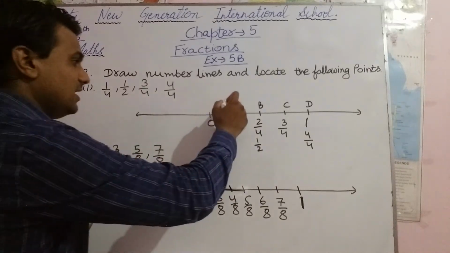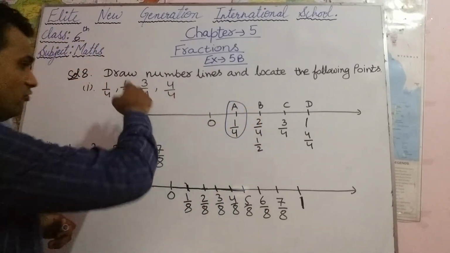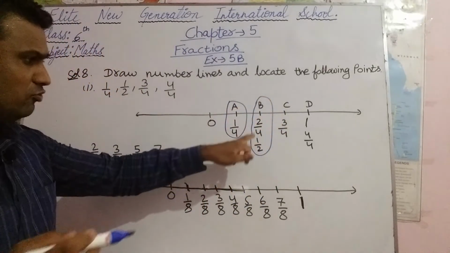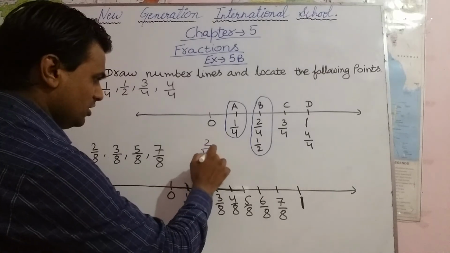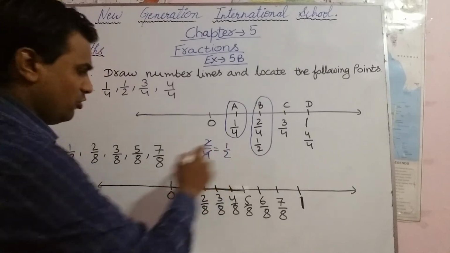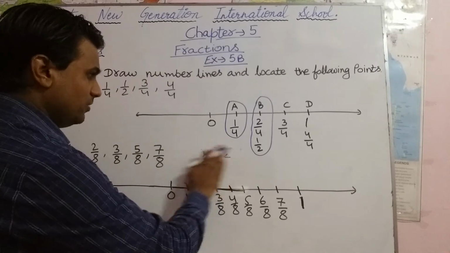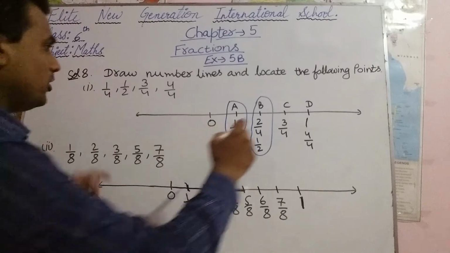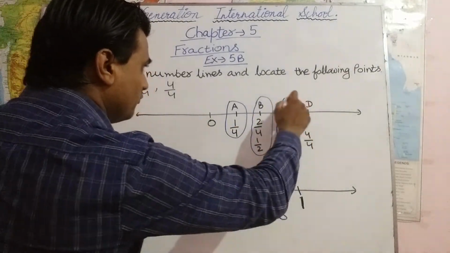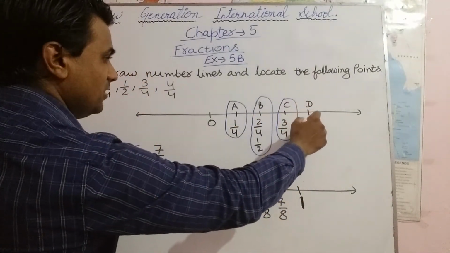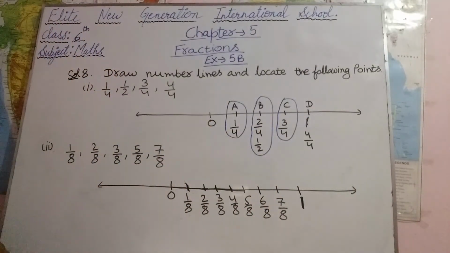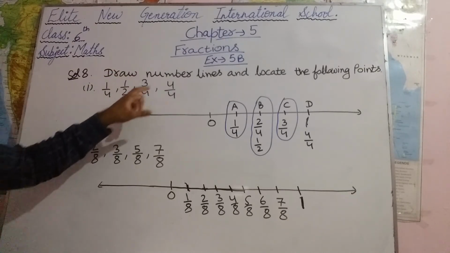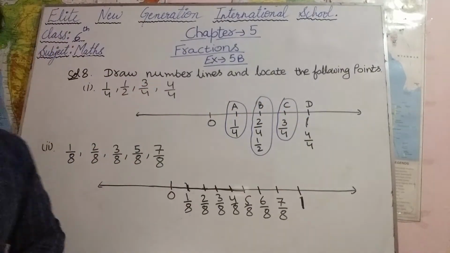So name it as A. So point A will be 1 upon 4, point B will be 2 upon 4, and this 2 upon 4 is equal to 1 upon 2, because 2 upon 4, when you cancel it, it will be 1 upon 2. We can also write it as 1 upon 2. And here C point, it will be 3 upon 4, and D, that is 1, will be equal to 4 upon 4. So in this way we can locate all these points, 1 upon 4, 1 upon 2, 3 upon 4 and 4 upon 4 on number line.